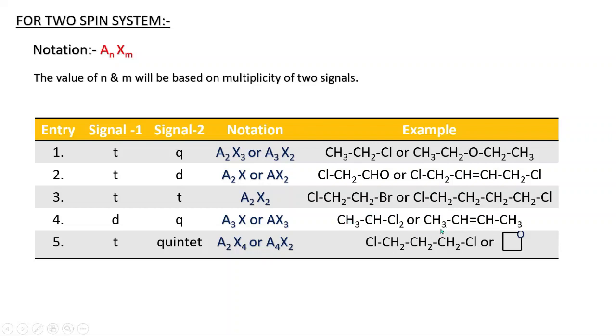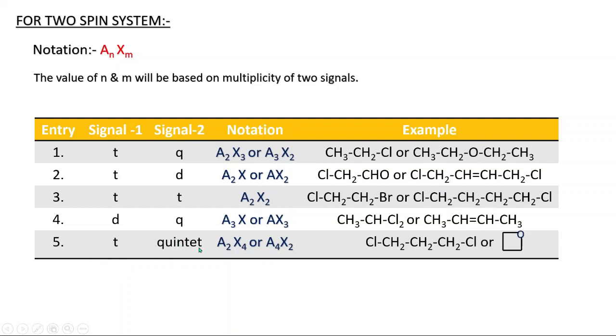And for this example you can see there is a plane of symmetry here, so this proton will give a quartet and these 3 protons will give a doublet. So for this the Pople notation is A3X or AX3. Now we will move to entry number 5, that is a triplet with a quintet.